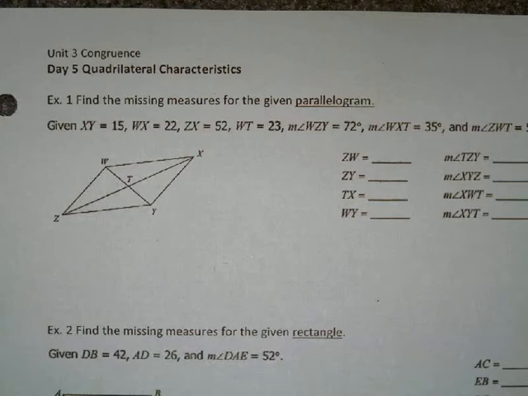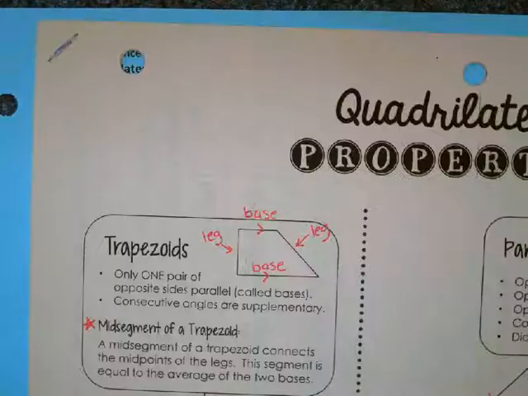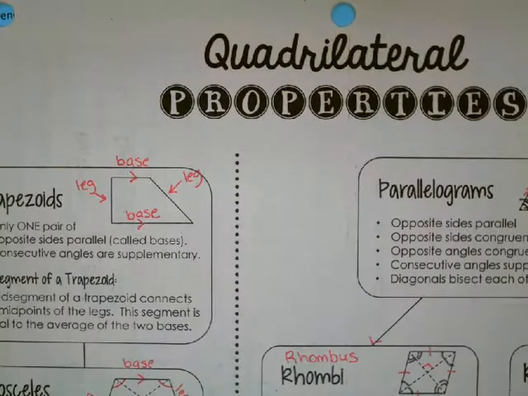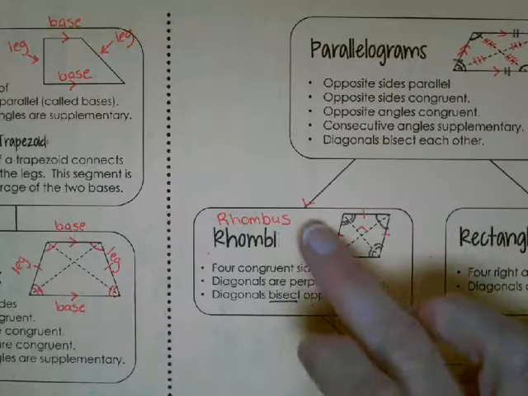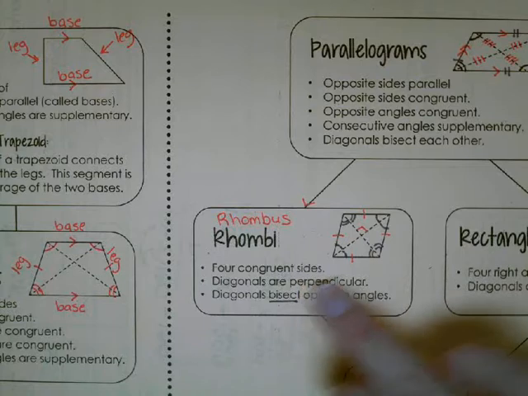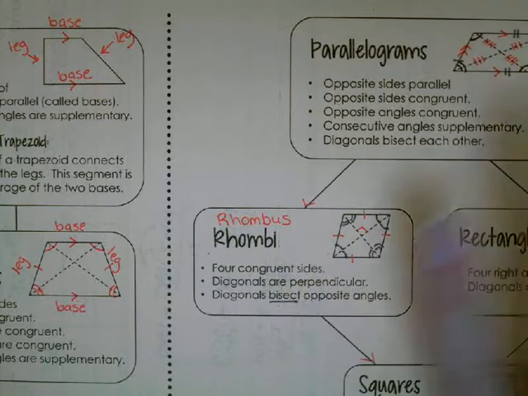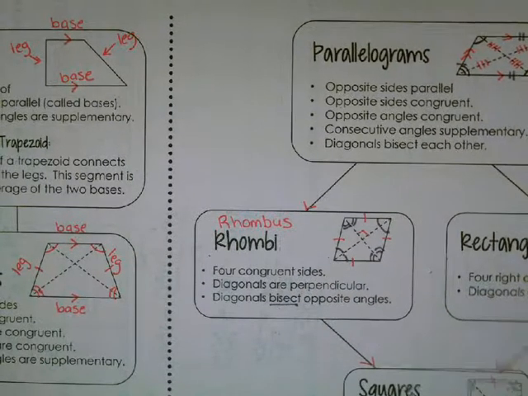Looking at quadrilateral characteristics. We talked about quadrilateral characteristics on day 1. This is the back of our day 1 notes. We went through all the different properties, like these are the properties of a parallelogram, these are the properties of a rhombus, but they also include everything from the parallelogram. So this flowchart is going to be very helpful in deciding what we're doing to solve these problems today.